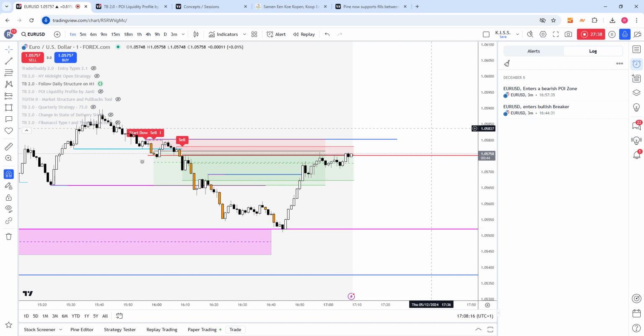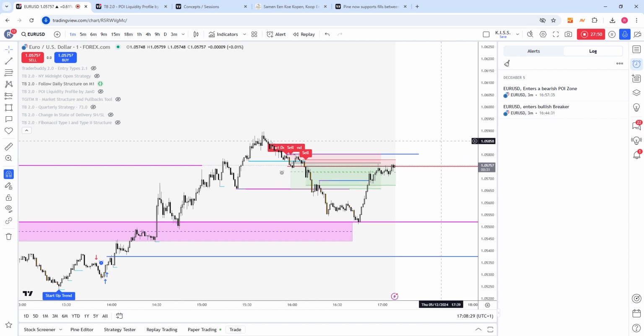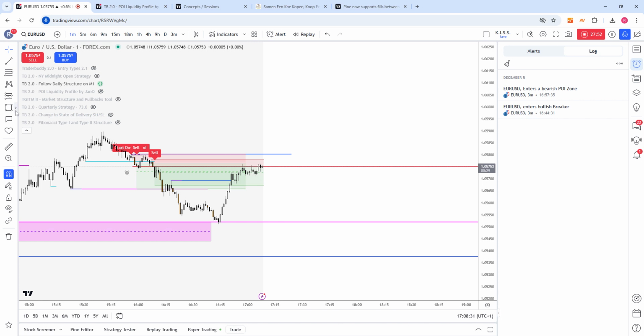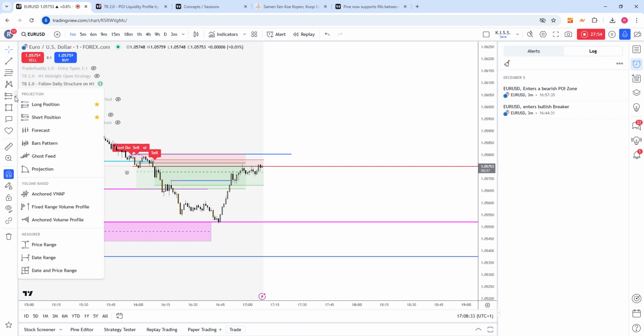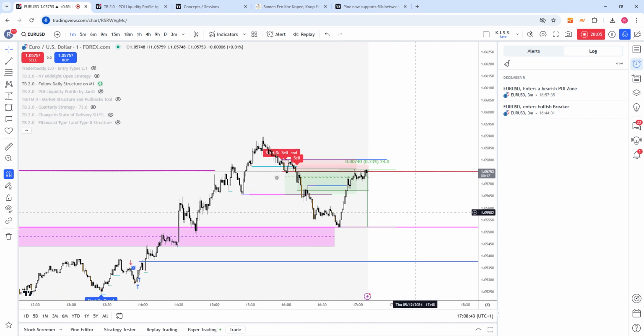Oh man. Okay, London close has started. Let's see, this was 15 minutes. Okay. I don't know if this is a big move, but it was an aggressive move, that's for sure. Price range. Well, that was 24 pips. That's quite significant.